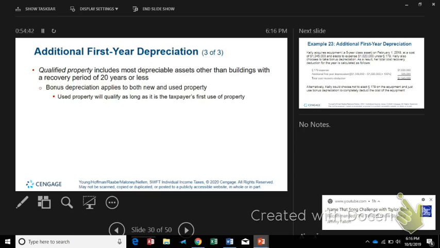Qualified property includes most depreciable assets other than buildings with a recovery period of 20 years or less. All right. Bonus depreciation applies to both new and used property, as long as it's your first time using it. So it can be used property as long as you haven't owned it before.